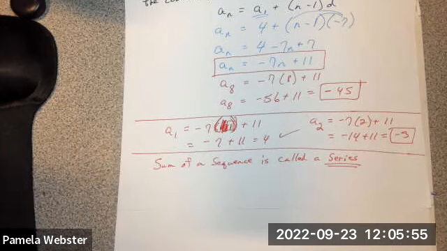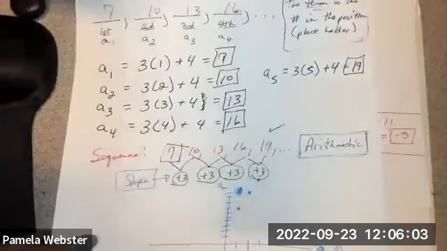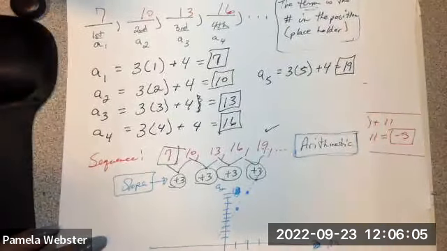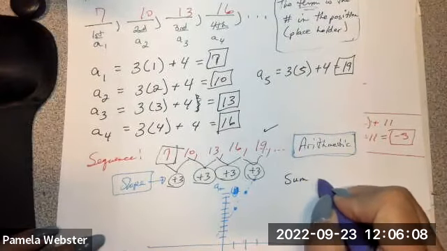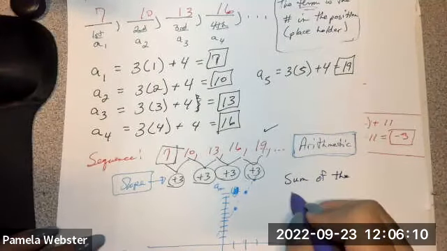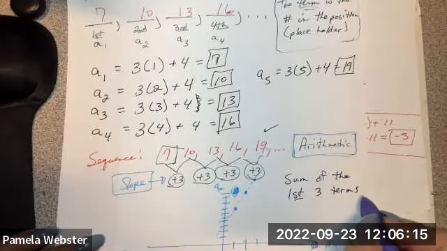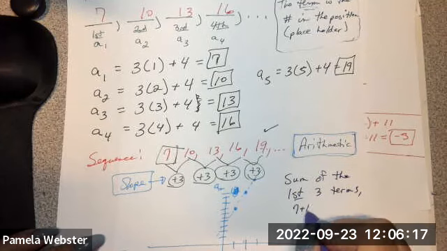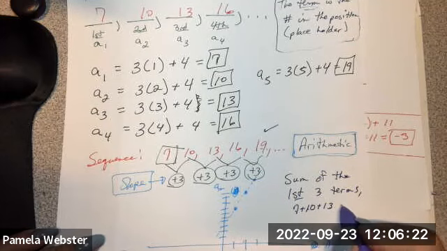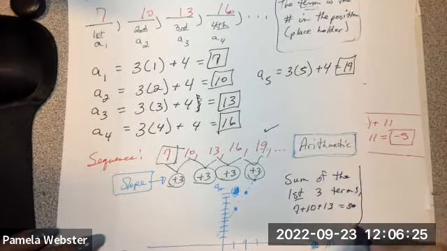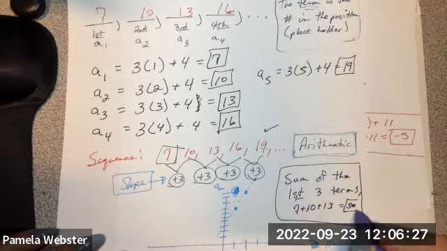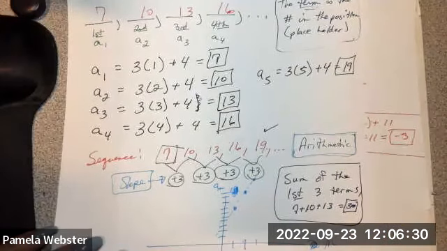So what we're seeing is, for instance, let's come back to the example we had just a minute ago. If I wanted to sum the first 3 terms, we can do that pretty easily. 7 plus 10 plus 13, right? So 7 and 13 is 20 plus 10, that's 30. So the sum of the first 3 terms is 30. That's easy when it's 3, no problem.